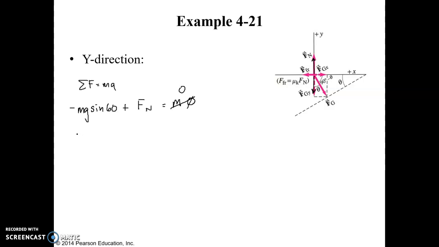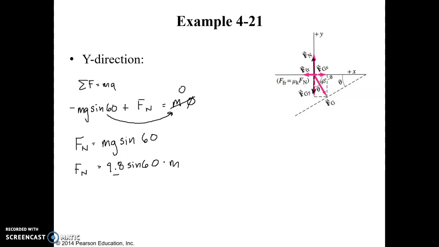So now we can rearrange this formula. I'm going to just take this negative term over to the other side, and we can say that the normal force is equal to mg sine of 60, which is equal to 9.8 sine of 60, because that's g, times sine of 60 times m. So that's our normal force. That's as far as we can go here.